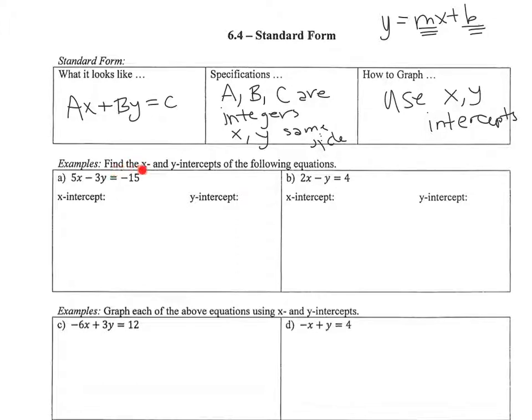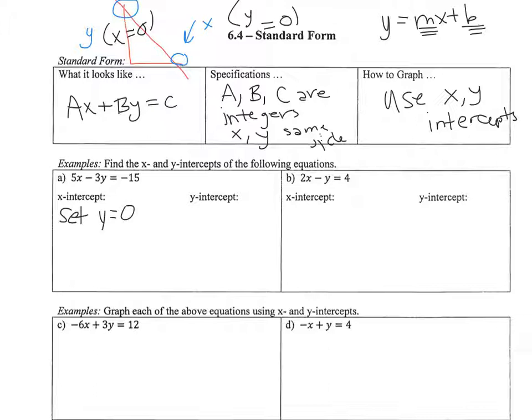So find the x and y intercepts of the following equations. If you think about a graph of a line, just like this line, this right here is called the x-intercept, and this is called the y-intercept. Any x-intercept is where y is 0. So an x-intercept is where y equals 0, and a y-intercept is where x equals 0. So you use that fact to find x and y-intercepts.